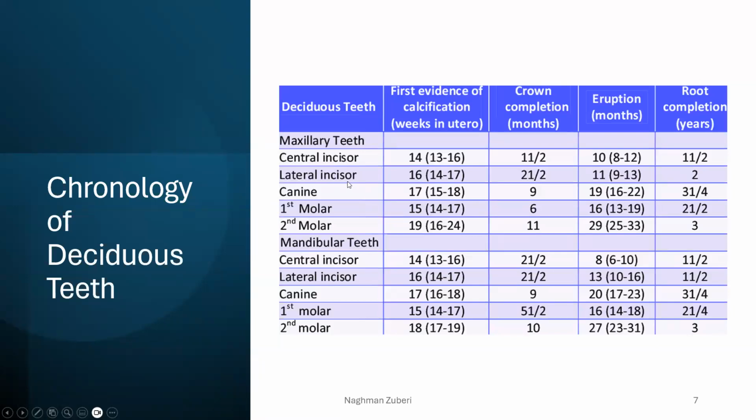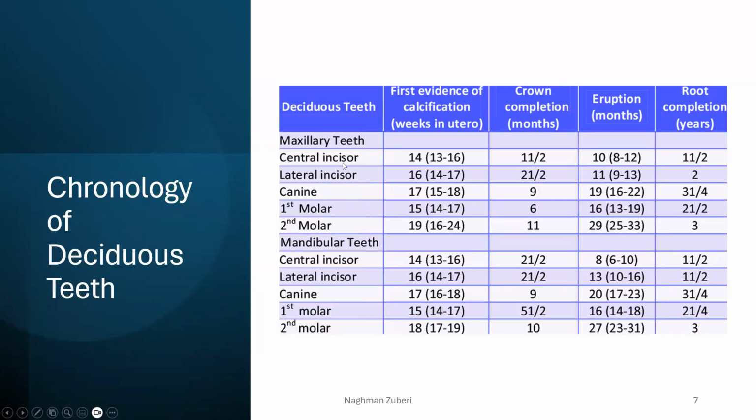Maxillary lateral incisors: the first evidence of calcification is at 16 weeks in utero, with a range of 14 to 17 weeks. Crown completion is at almost 2.5 months after birth. Eruption time is 11 months, with a range of 9 to 13. Root completion is when the child is 2 years old.